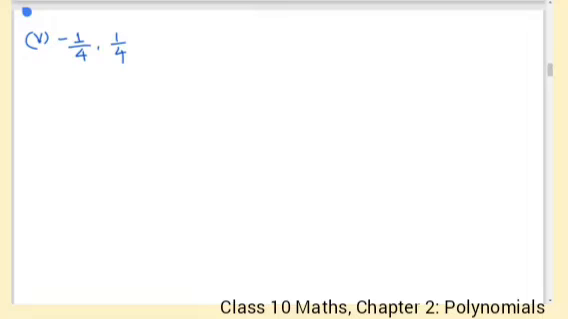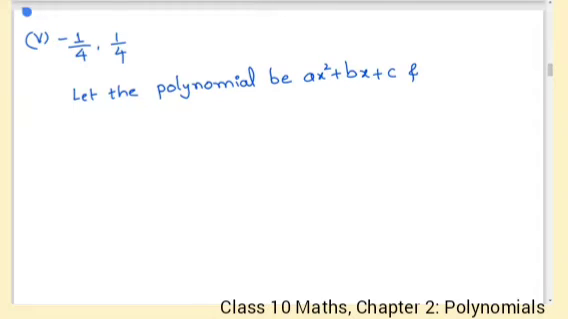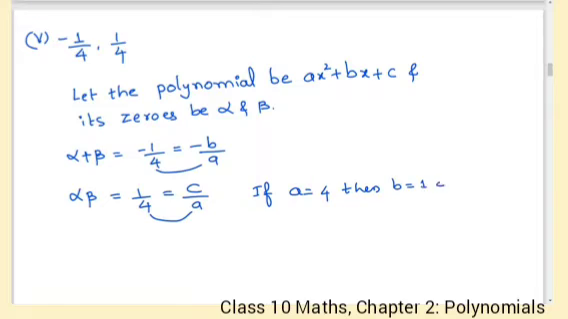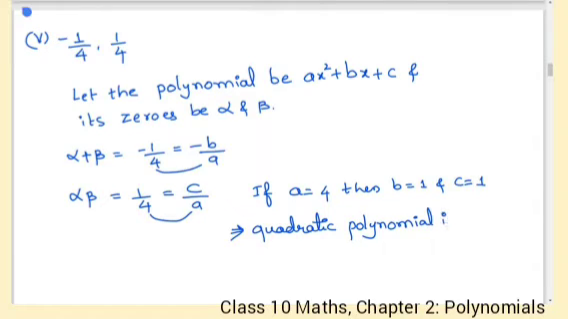Fifth one, minus 1 by 4 comma 1 by 4. Here let the polynomial be ax square plus bx plus c and its zeros be alpha and beta. Alpha plus beta is equal to minus 1 by 4, that is minus b by a. Alpha into beta is given as 1 by 4, which is equal to c by a. If a is equal to 4, then b is equal to 1 and c is equal to 1. Then quadratic polynomial is 4x square plus x plus 1.